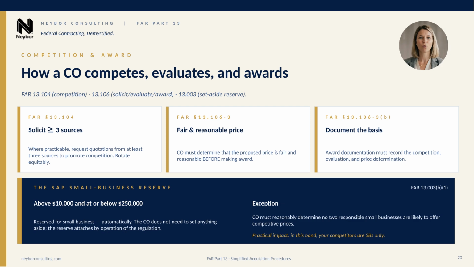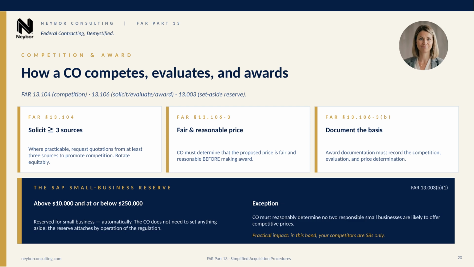The standard in 13.106-3 is built around competition first, but if competition is missing, the CO may rely on price lists, catalogs, an independent government estimate, or personal market knowledge. Third, the contracting officer must document the basis. The award file has to capture the competition, the evaluation, and the price determination. This is the single most common audit finding in the SAP space.